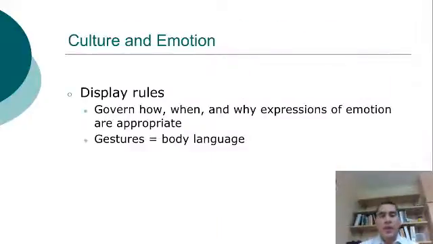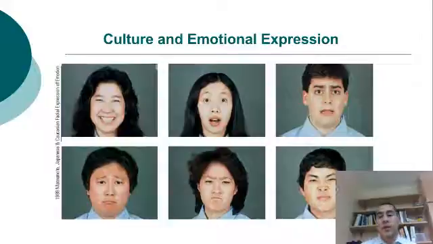In terms of culture, we know that culture does play a role in how we display emotion, and we call these display rules. How, why, and when certain expressions of emotion are appropriate. Our body language, gestures also play a role depending on culture in terms of personal space and just greetings and different types of expressions. One of the things we also know, though, is that when it comes to recognizing facial features, especially some of the universal emotions, culture doesn't always play a role, or race doesn't always play a role.